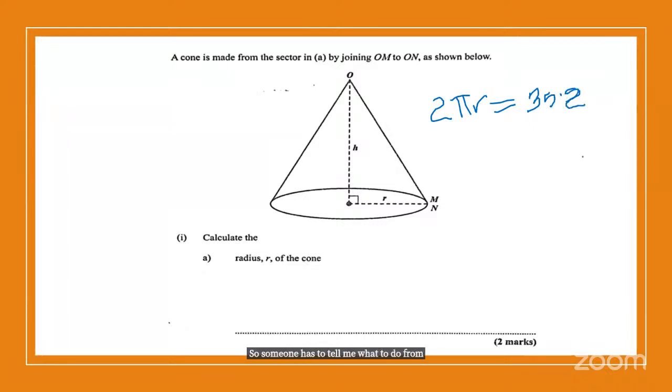They say I should make r the subject. How do I go about doing that? Divide each side by 2 pi. So I'm dividing each side by 2 pi. All right. 2 pi and 2 pi.